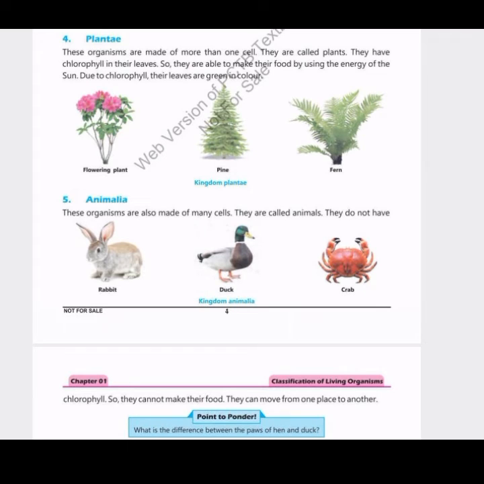Now suppose you have already learned all these questions and answers about plantae. Now you are able to write a paragraph about plantae, and that paragraph will look like this. At number 4 we have plantae. These organisms are made of more than one cell. They are called plants. They have chlorophyll in their leaves, so they are able to make their food by using the energy of the sun. Due to chlorophyll, their leaves are green in color. Here also some pictures of plantae are given: flowering plant, pine and fern.